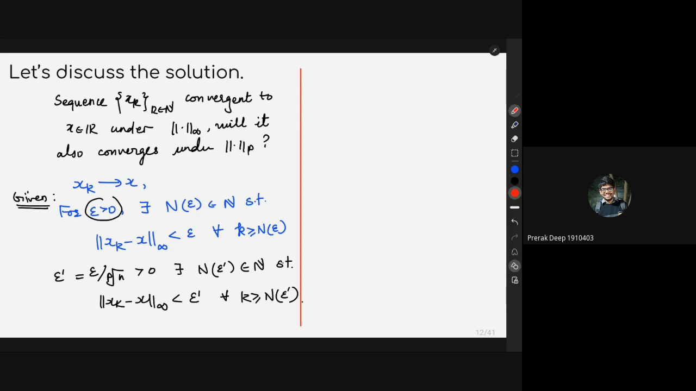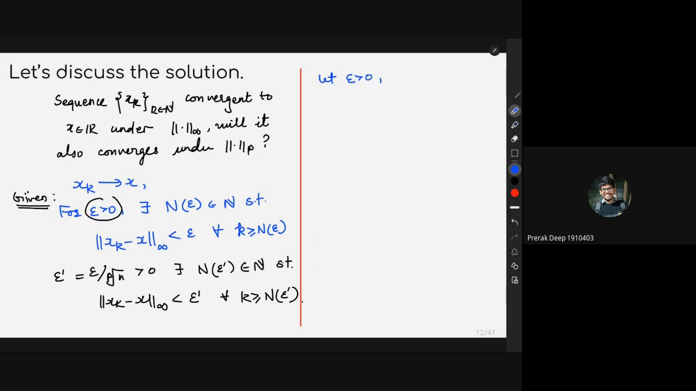Now, what I need to prove is that for a given epsilon, I need to find some natural number so that the pth norm of xk minus x is smaller than that epsilon. So I'm starting with any epsilon. Let epsilon be positive.